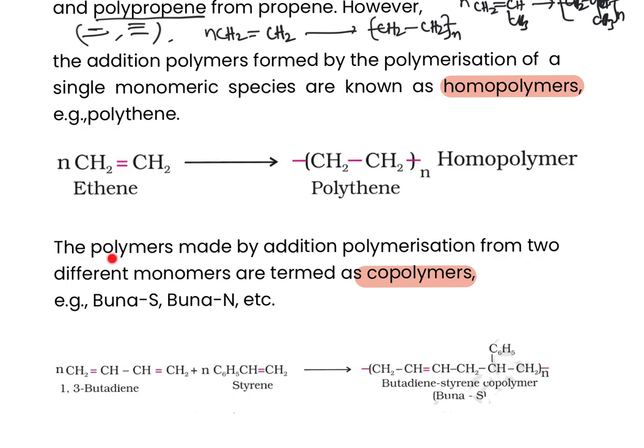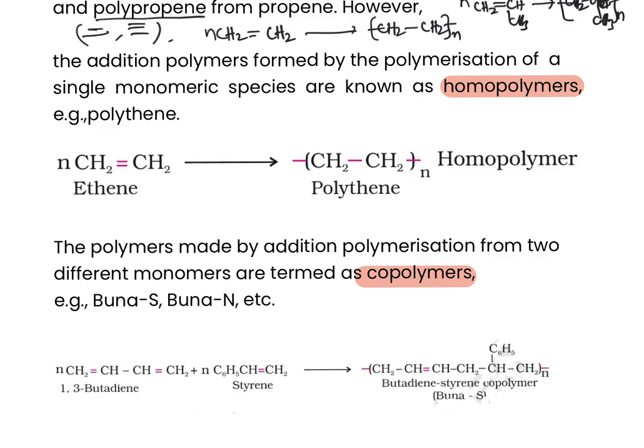Then the polymer made by addition polymerization from two different monomers is termed a copolymer. Here, the homopolymer example is already given: ethene to polyethene. Here, copolymer examples are Buna-S and Buna-N rubber.